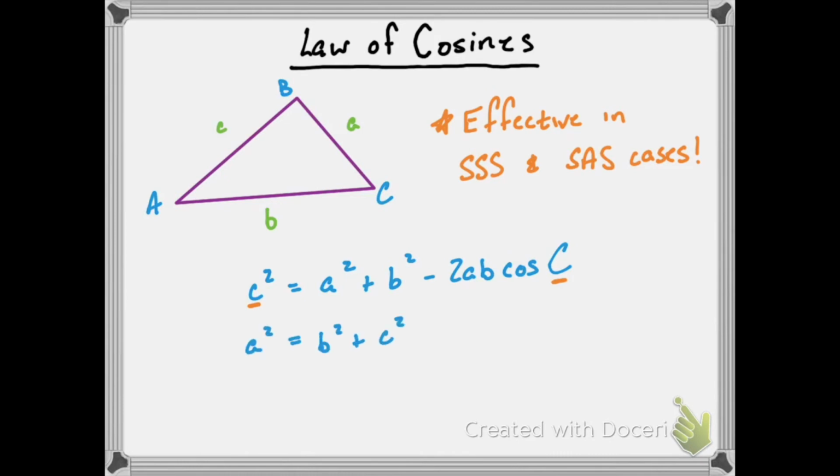You might see the formula written a few different ways in your book, just by rotating the sides around. a squared equals b squared plus c squared minus 2bc times the cosine of angle A, or b squared equals a squared plus c squared minus 2ac times the cosine of B. Notice in the equations that the side we use on the left side of the equation always matches with the angle that we use on the right.